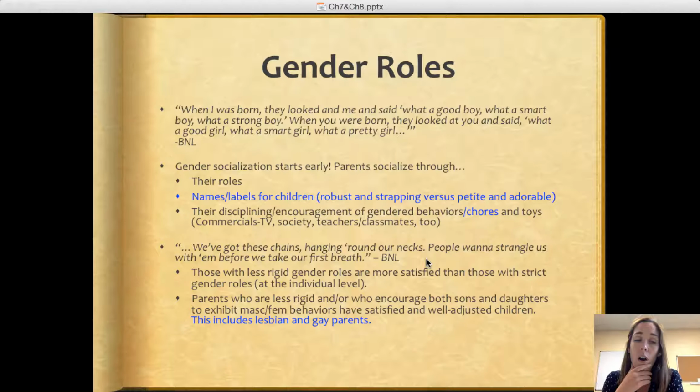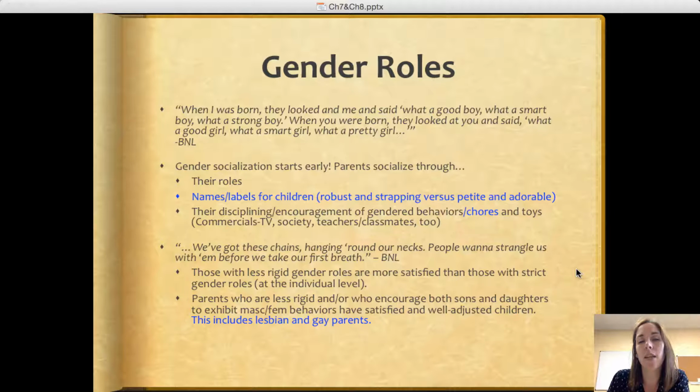Also, when parents are less rigid and encourage both sons and daughters to exhibit both masculine and feminine behaviors, they have well-adjusted children. Every once in a while I hear a student say, well, they flip gender roles. I'm like, well, what do you mean? Well, parents who encourage girls to do boy things and boys to do girl things. That's not really a thing. Most parents who don't say boys do this and girls do this, all that I've seen so far, are not restricting. They aren't saying, girls, you can't do boy things, boys, you can't do girl things. What they're saying is do what you want. Be who you want to be. So they're less constrained. And so I just want to point that out.